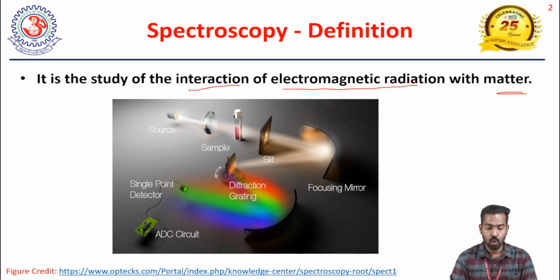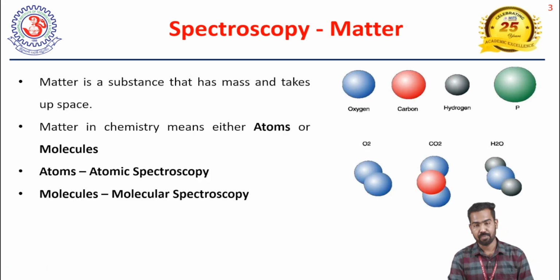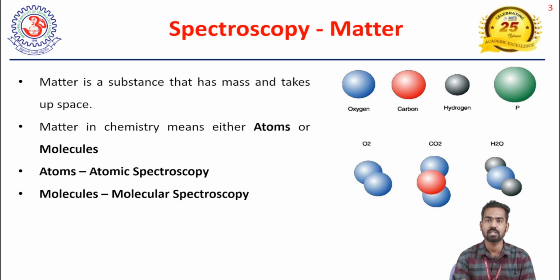If you know the meaning of electromagnetic radiation, what you mean by matter, and what type of interaction you are expecting between this electromagnetic radiation and matter. First of all, we have to discuss matter. Matter is a substance that has mass and takes up space, which means it has some mass and occupies some space.